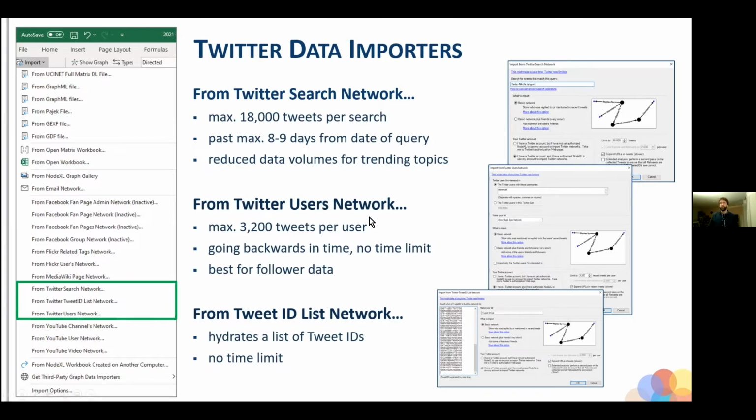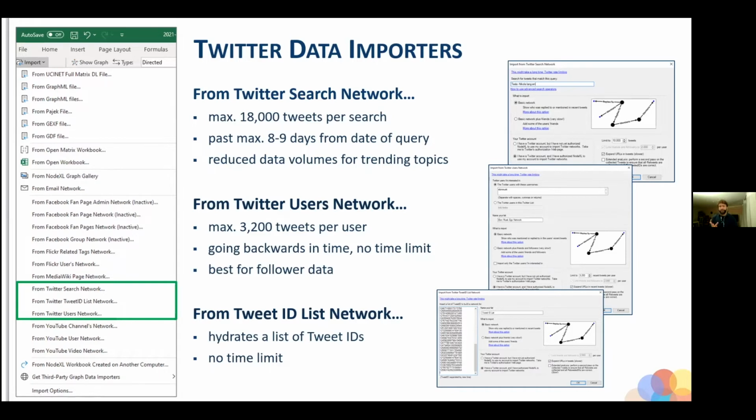And then we have the Twitter users network importer, which helps us to dig deep into certain users. So during your Twitter search network analysis, you may find a couple of users that are interesting. So make a list of their account names and then put them in the importer, download up to 3,200 tweets by them. And then you can see what these users are talking about, how they connect to each other.